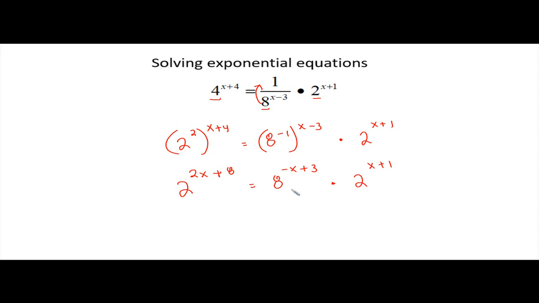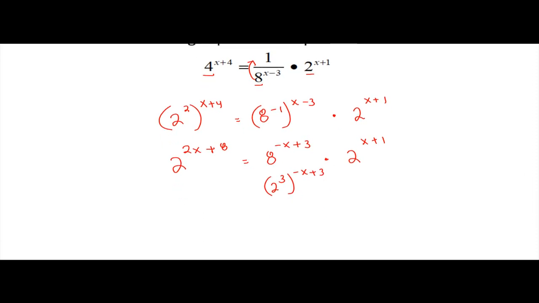Now, we need to get the same base. So over here, this 8, let's change that to 2 to the third power. So this is 2 to the third power. And then I have this negative x plus 3. So if we follow the exponent rules, we're going to multiply these exponents. Let's distribute the 3. So we get 2 to the negative 3x plus 9 times 2 to the x plus 1. All right, on the left side, we still have 2 to the 2x plus 8.